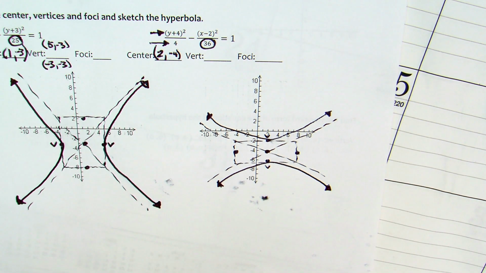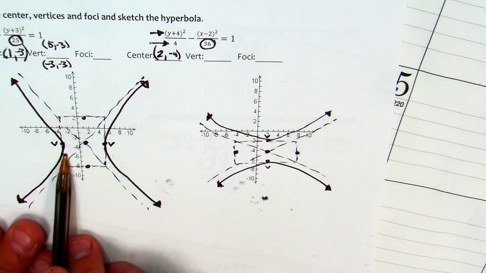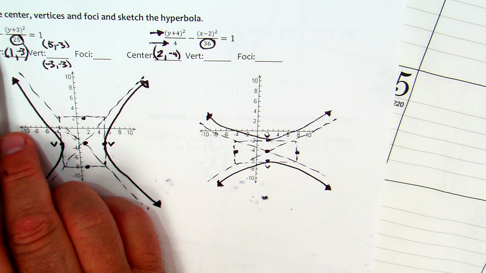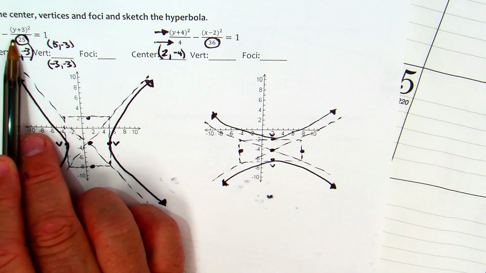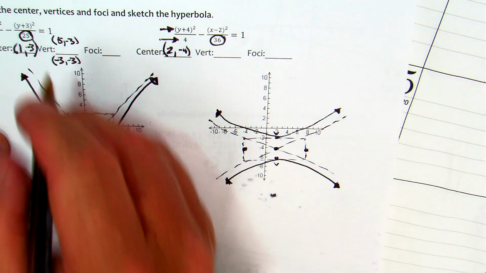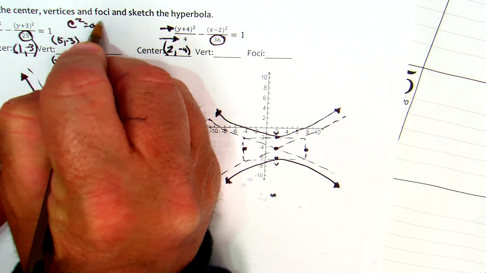Yes, sir. Will there always be two curves? Yeah. All good? Yes, sir. For the first problem the vertices are left and right. Why are they up and down here? For this one, whatever comes first. So if x comes first, it's left and right. If y comes first, it's up and down. Absolutely. That's why I would label those with V when you plot them, so you know, because you know the curve goes through those. Now, the foci. c squared equals a squared plus b squared.